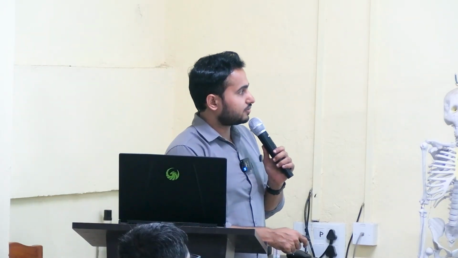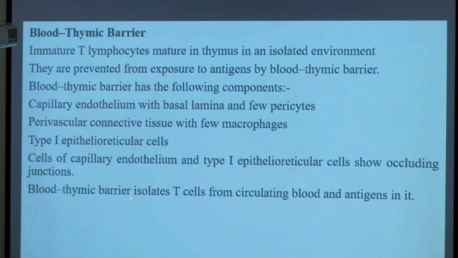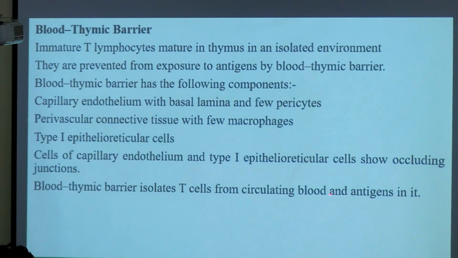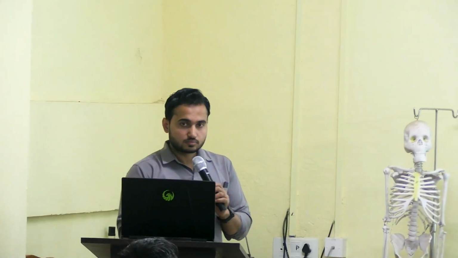Then the cells of the capillary endothelium and type 1 epithelial cells show occluding junctions. And why is this present? It isolates T cells from circulating blood and the antigen in it. That's why the blood-thymic barrier is present. Here is the diagram.